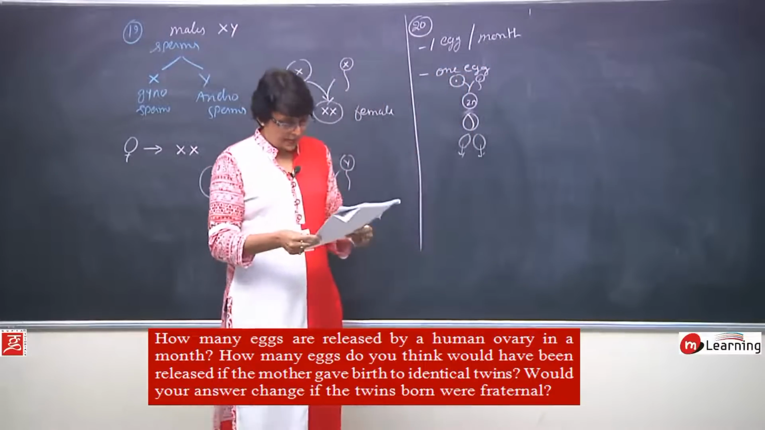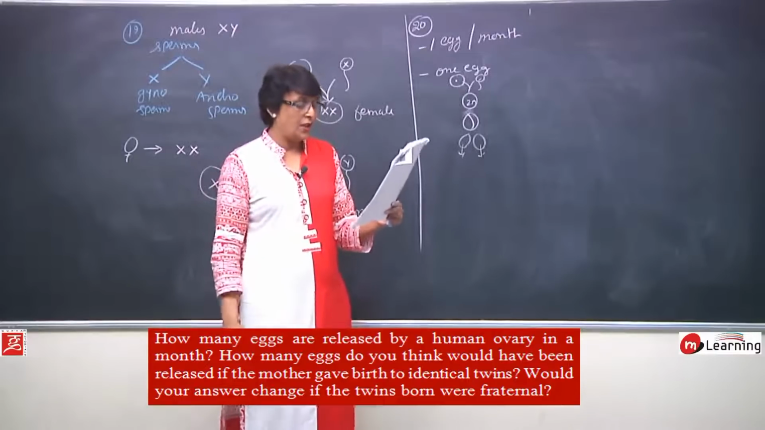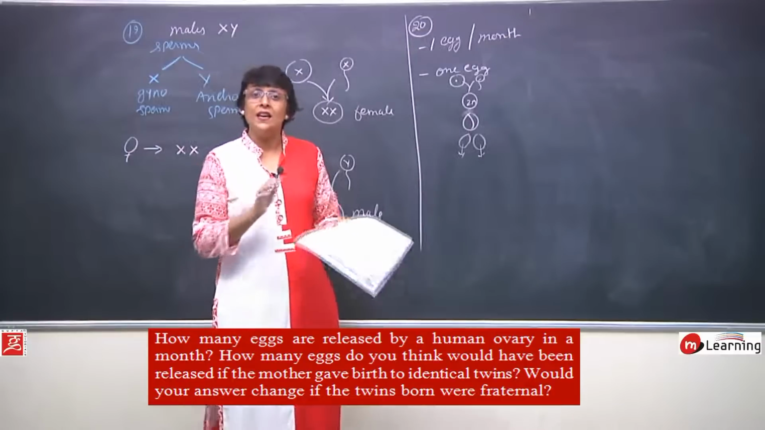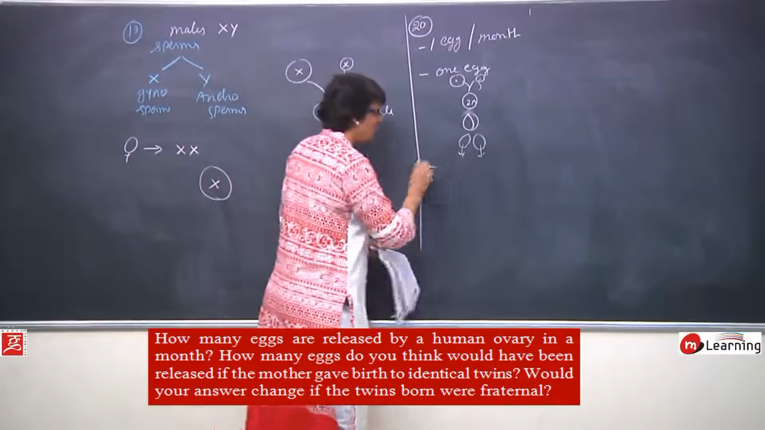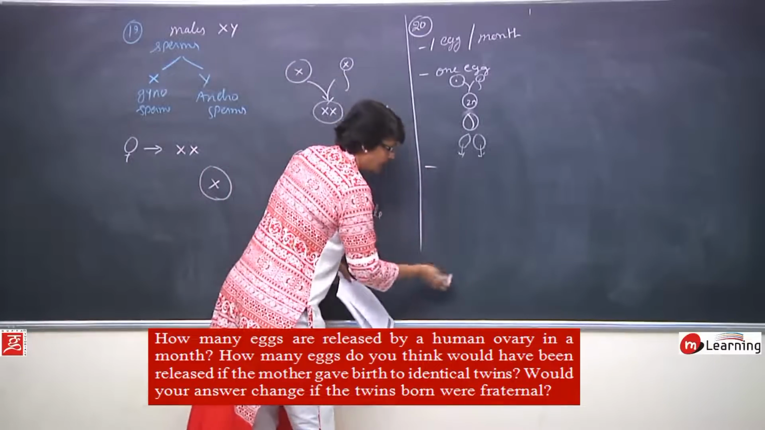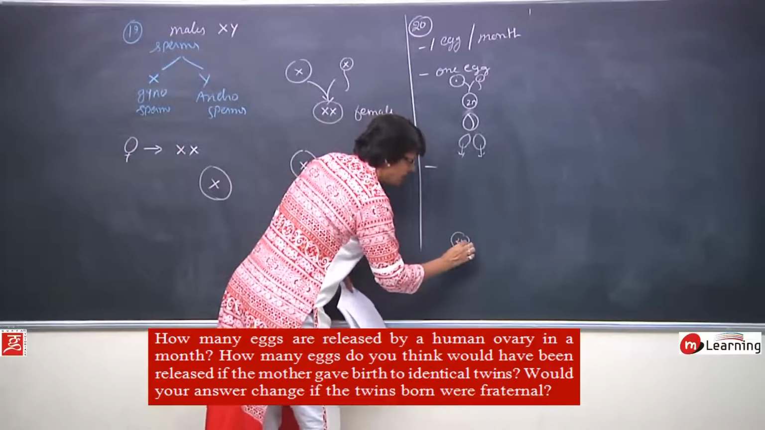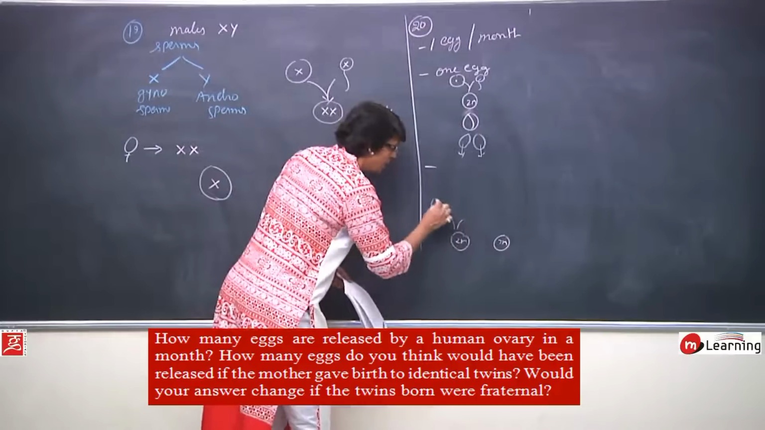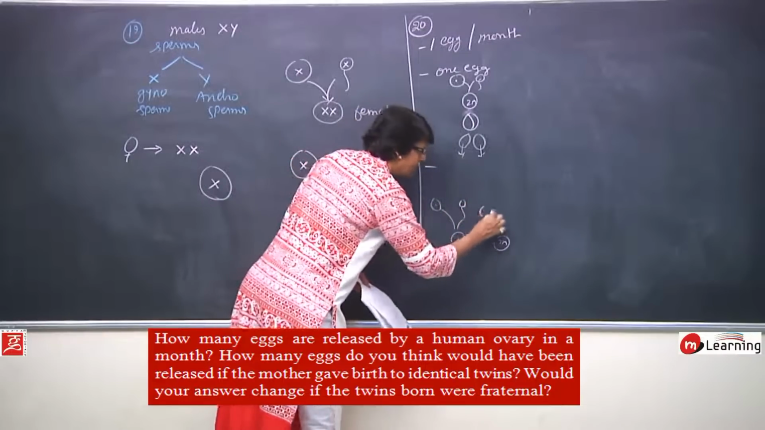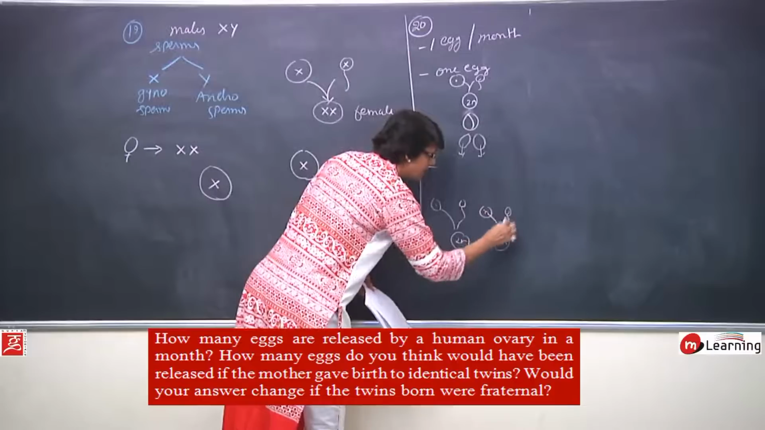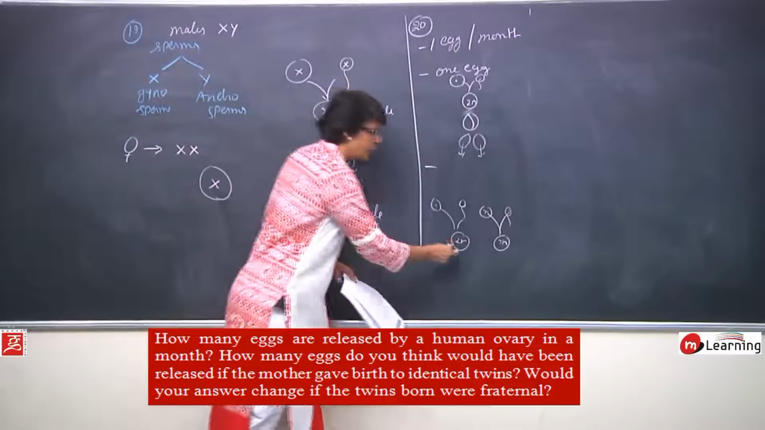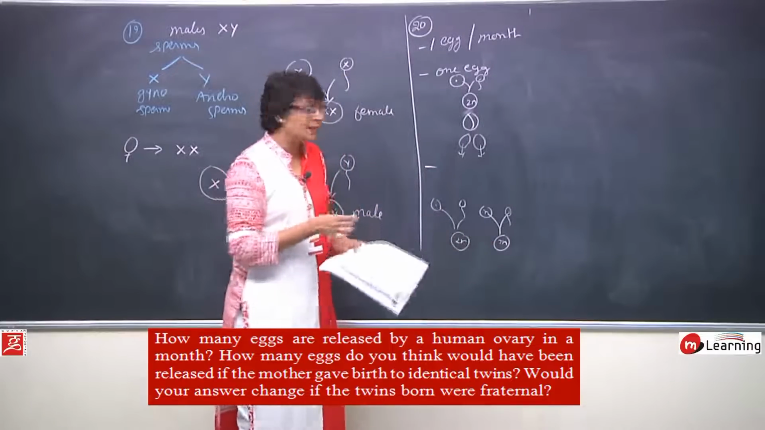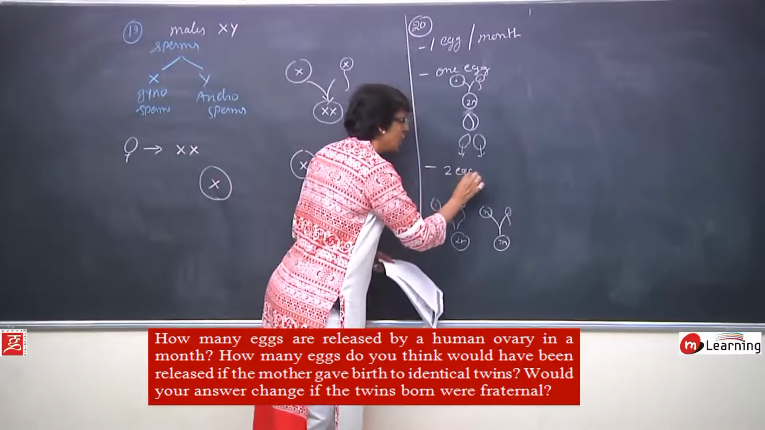Second part. Would your answer change if the twins born were fraternal? Fraternal twins are non-identical twins. So, if they were fraternal twins, let us go backwards. That means they are coming from 2 separate zygotes. How are 2 separate zygotes formed? When 2 eggs are fertilized separately by the sperms. So, how many eggs would be produced if 2 zygotes are to be formed? 2 eggs. So, if the question would have been fraternal twins, then the answer would have been 2 eggs.